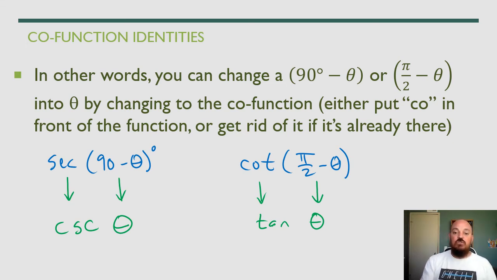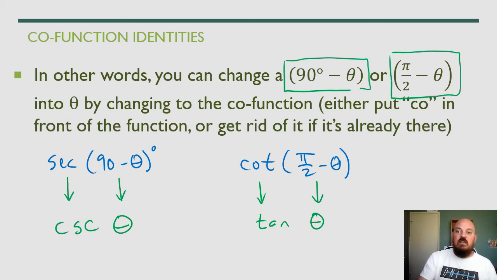Now remember, it has to be exactly this. It has to be exactly 90 minus theta or exactly pi over 2 minus theta. If it's pi minus theta, that's not a cofunction. If it's theta minus pi over 2, if they're flipped and backwards, not a cofunction. It has to be exactly that, 90 minus theta or pi over 2 minus theta, to use these.